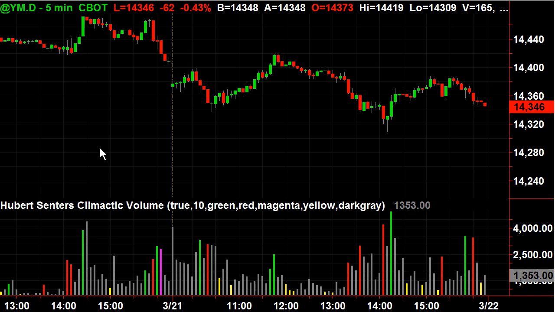Hubert Centers here. Let's take a look at a 5-minute chart of the Dow. This will work on the Dow, the S&P, the NASDAQ, and the Russell. And what we're talking about here is the importance of knowing how to trade gaps. Now, you may have a question like, gap, what's a gap?